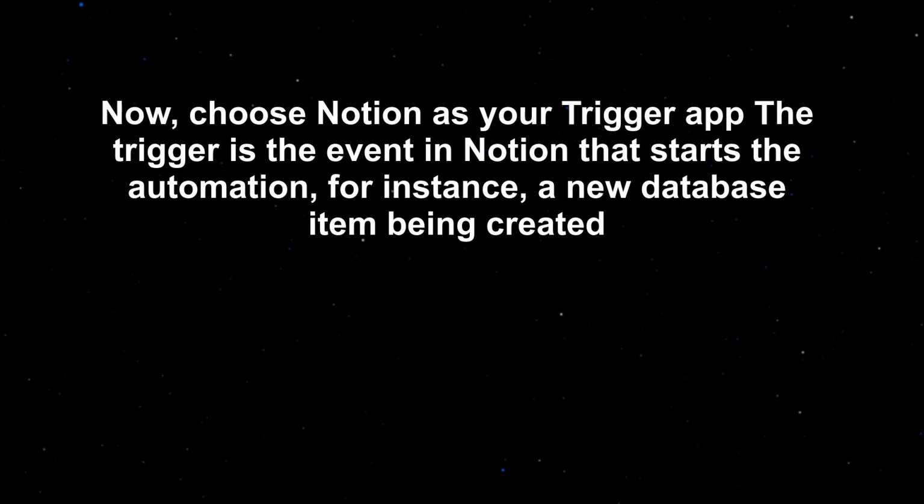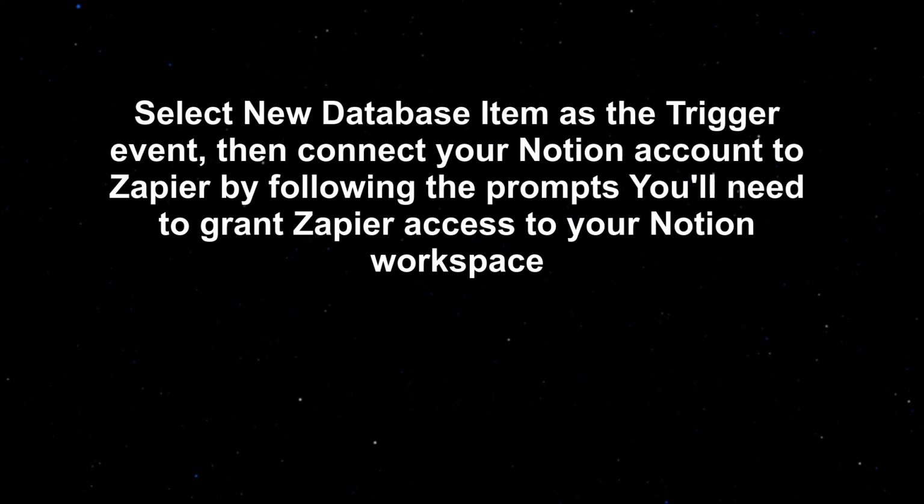Now, choose Notion as your trigger app. The trigger is the event in Notion that starts the automation. For instance, a new database item being created. Select New Database Item as the trigger event. Then connect your Notion account to Zapier by following the prompts. We'll need to grant Zapier access to your Notion workspace.